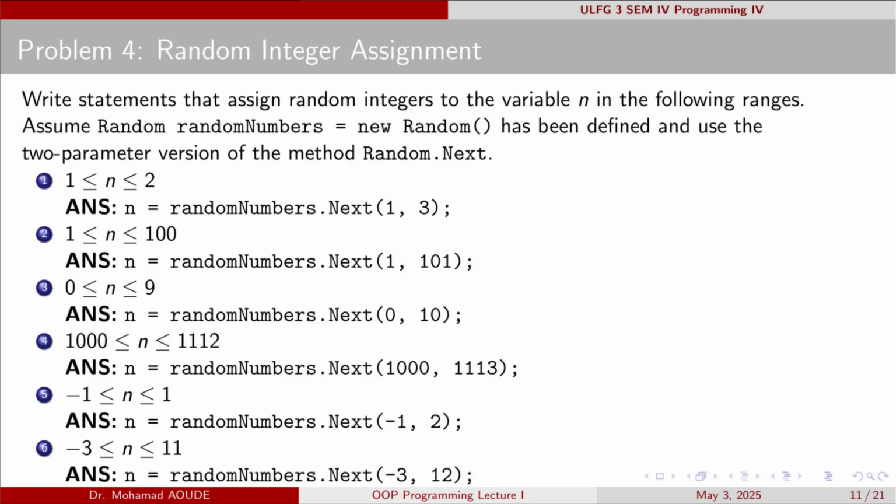In this task, you get familiar with the Random class and its Next(min, max) method. You learn how to produce integers in closed ranges, like 1 to 2, or 0 to 9, using correct upper bounds. Remember, random.Next(a, b) includes a but excludes b. Mastering this is essential for future applications, like games, simulations, and randomized testing.